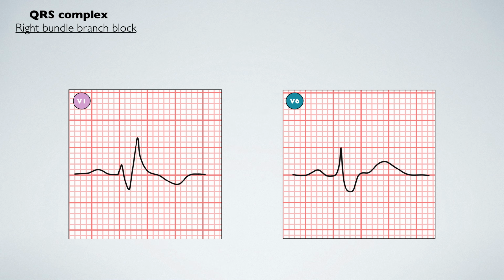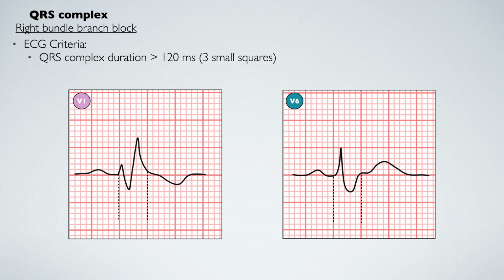The ECG criteria are as follows. There should be a prolonged QRS complex with a duration greater than 120 milliseconds or 3 small squares. In our example, the QRS complex is 5 small squares or 200 milliseconds in duration.